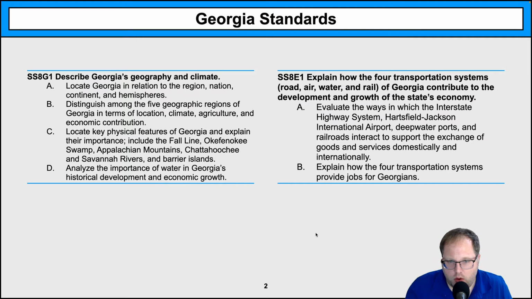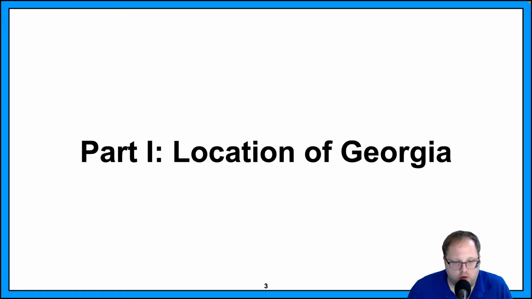This slide right here is showing you the Georgia standards for Unit 1. The very first standard, SS8G1, is all about describing Georgia's geography and climate. And the second standard, SS8E1, says to explain how the four transportation systems, road, air, water, and rail, of Georgia contribute to the development and growth of the state's economy. These two standards work together to help you understand the main things you need to learn about in Unit 1. Part 1 of this unit is all about the location of Georgia.